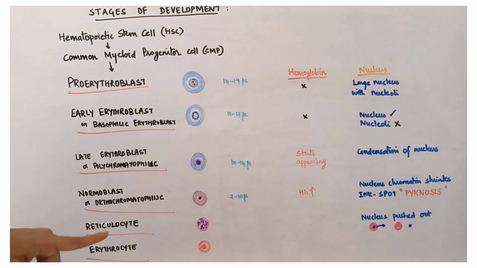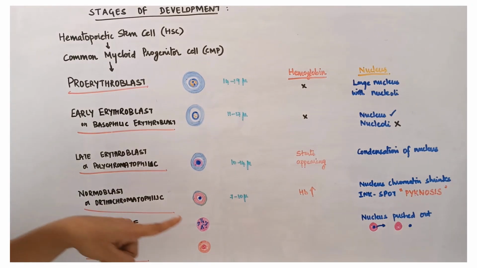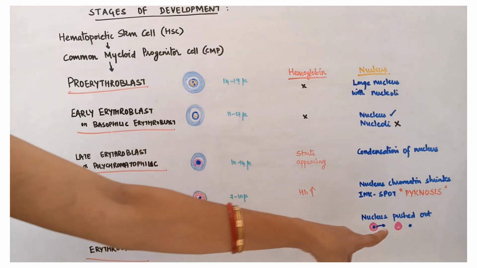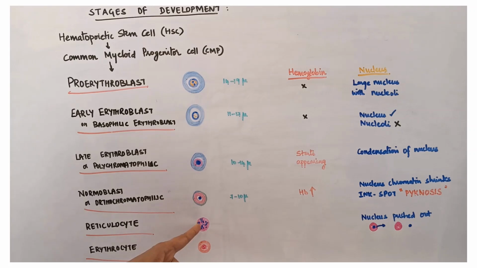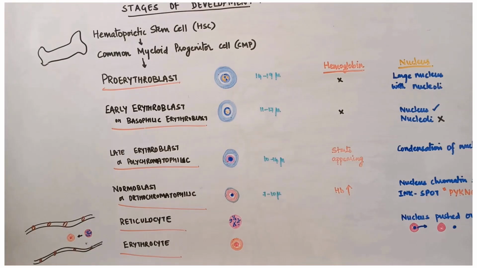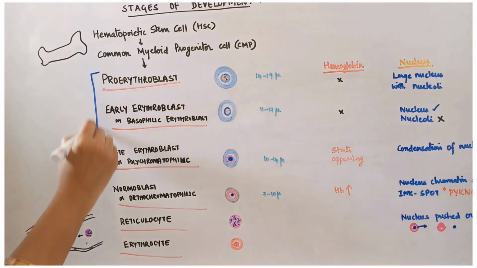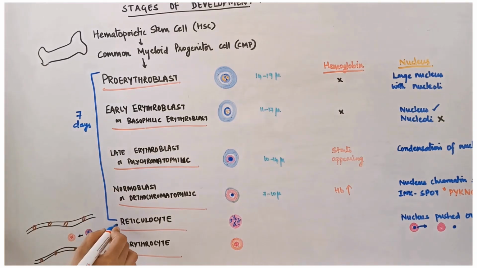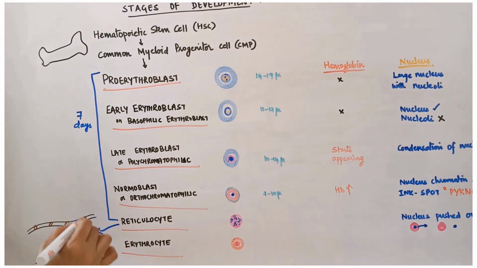The next one is the reticulocyte, which is also an immature red blood cell. In this stage, the nucleus is pushed out of the cell and the cytoplasm contains reticulum, which is why it is called reticulocyte. The last one is the erythrocyte, which is the mature RBC. Here, the ribosomes are also shed off and it doesn't contain any nucleus. It takes about 7 days' time to pass from the proerythroblast to that of the reticulocyte stage. The reticulocytes enter the bloodstream and it takes another 2 days to form mature RBCs.